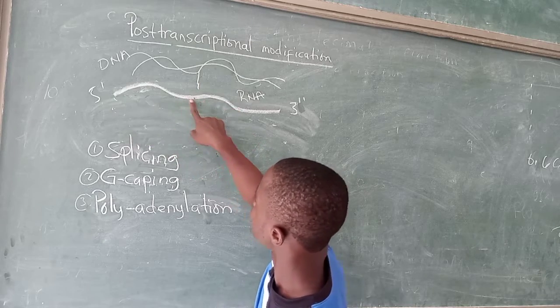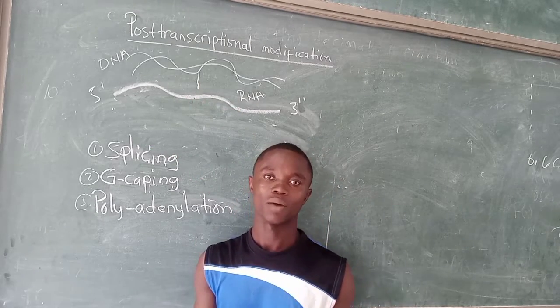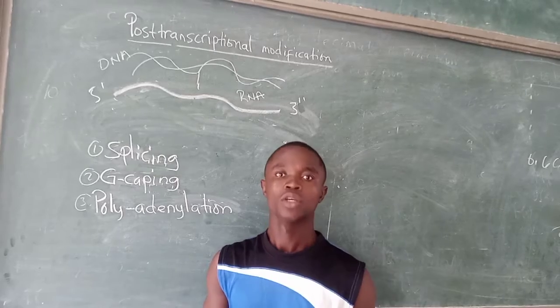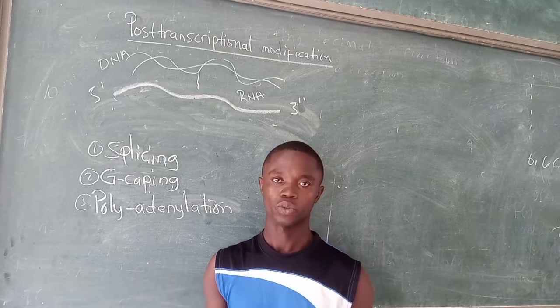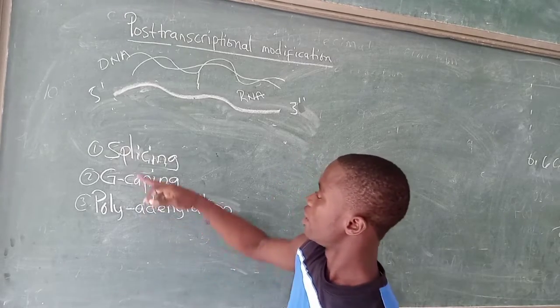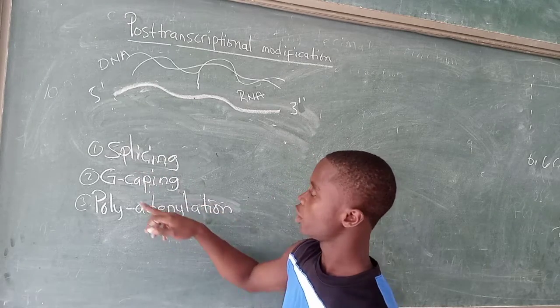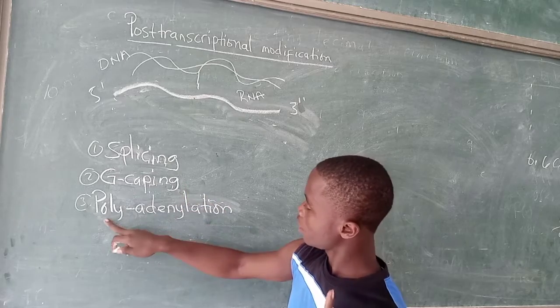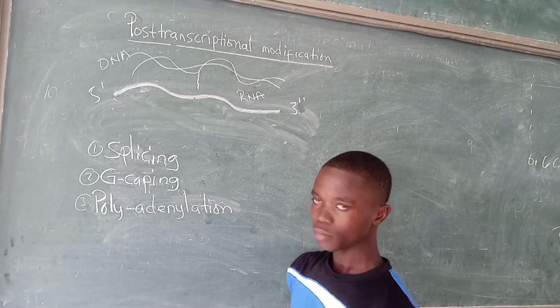So after transcription, the messenger RNA that we have is premature. So we're trying to make it look mature. So it involves three processes. One is splicing, two, G-capping, three, polyadenylation.